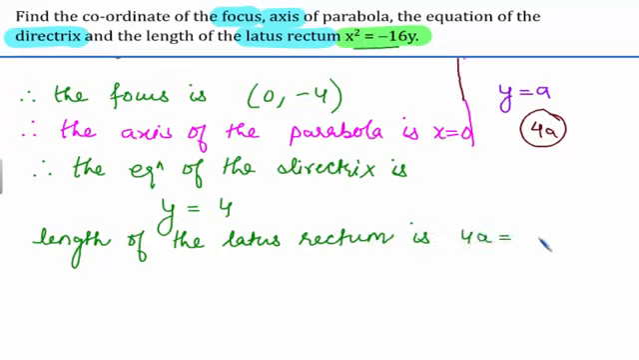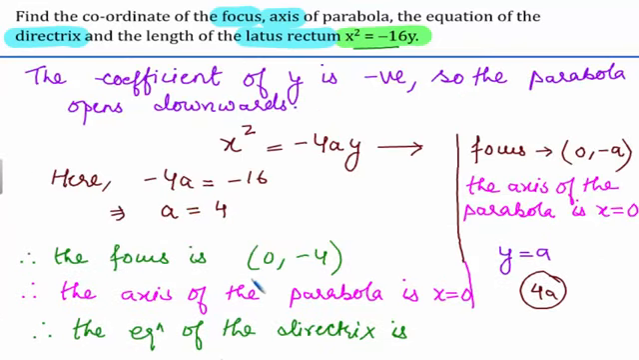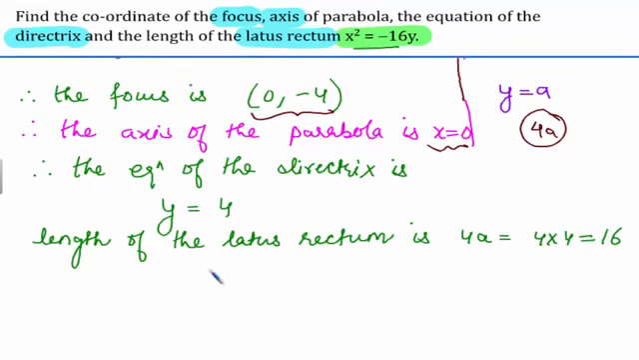Therefore, the focus has coordinates 0, -4. The axis of the parabola is x is equal to 0. The equation of the directrix is y is equal to 4, and the length of the lattice rectum is 16. So this completes the solution to the problem.